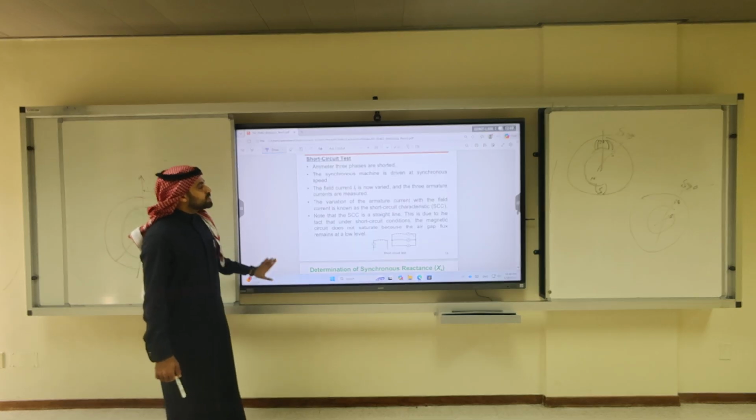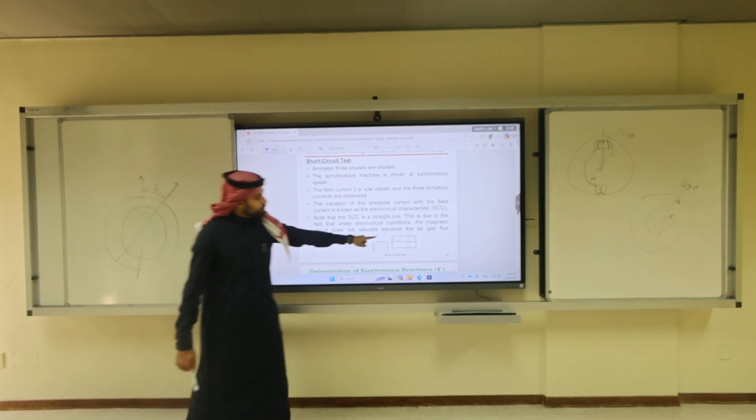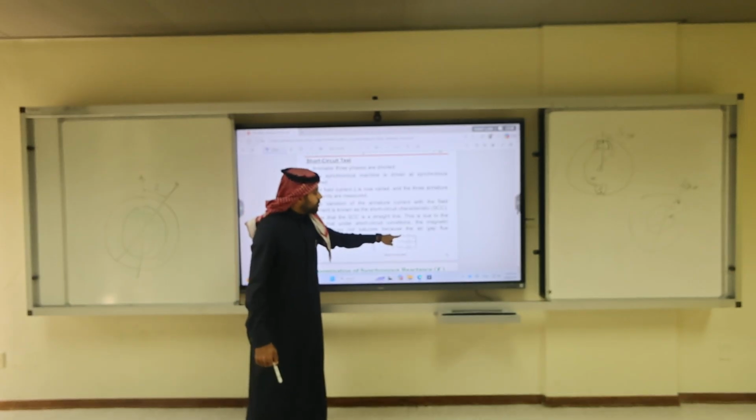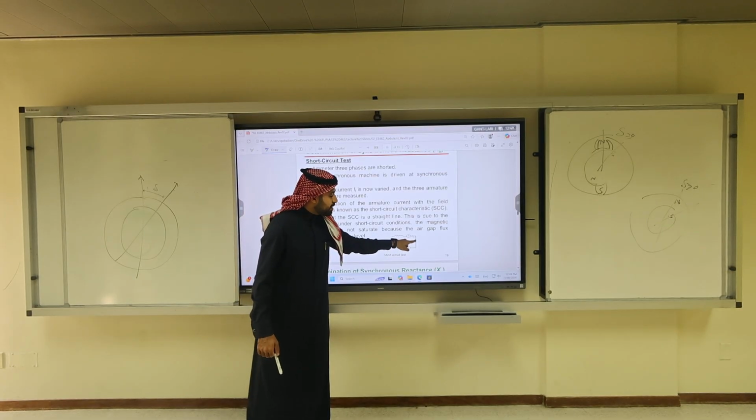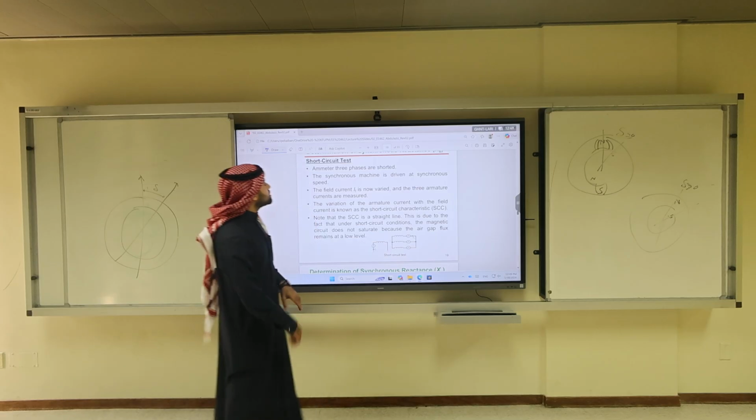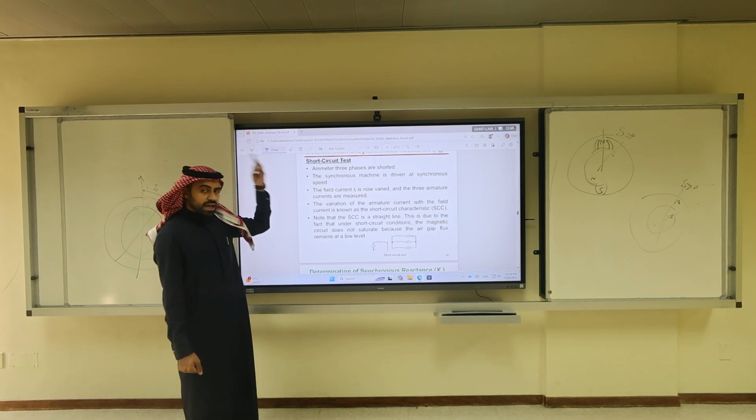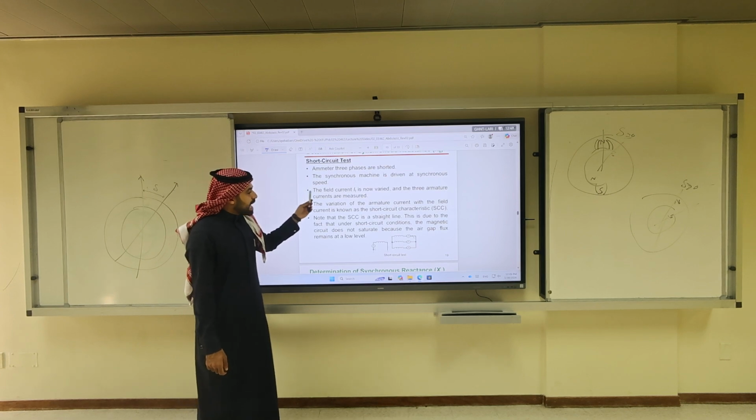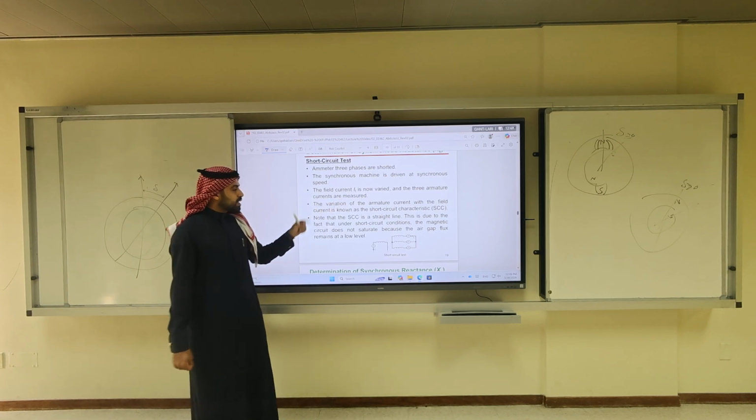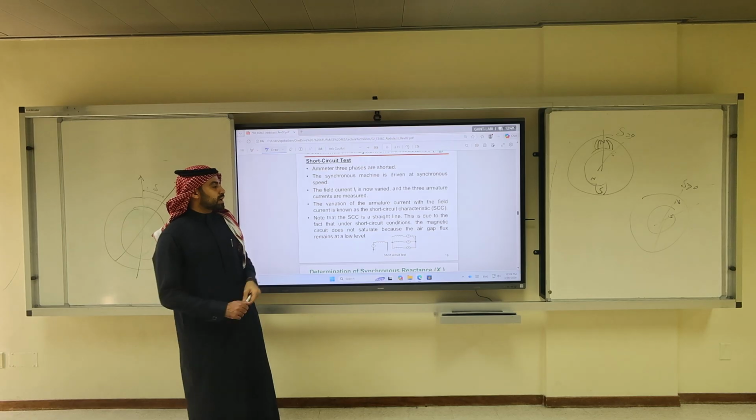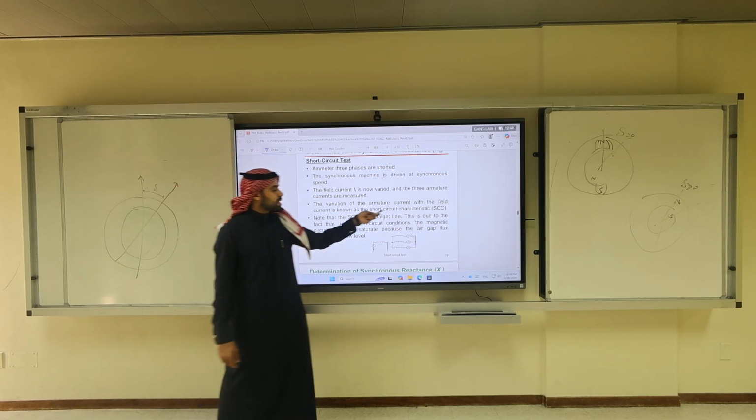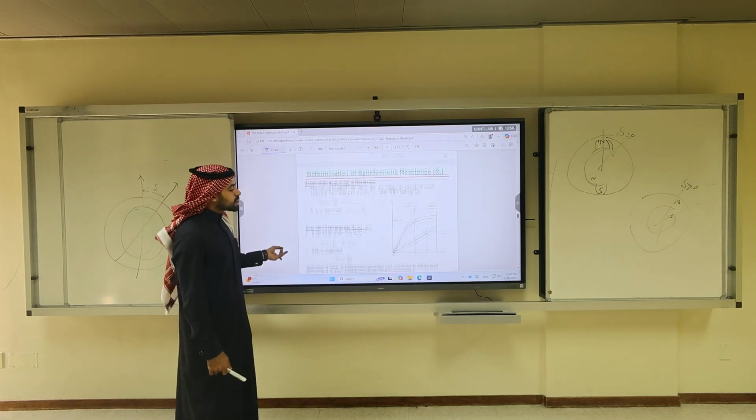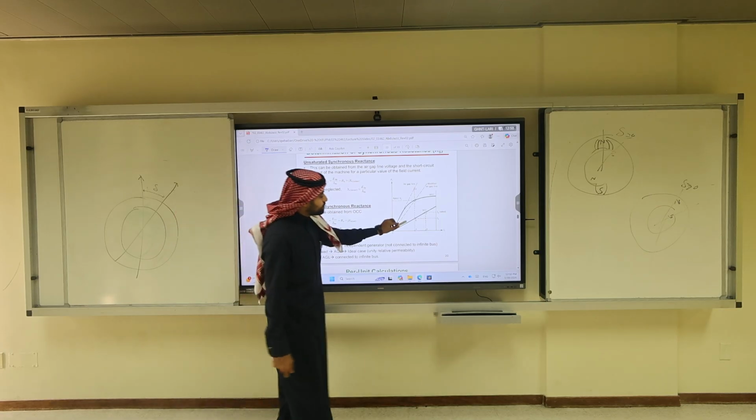For the short circuit, we short circuit A and B and C together. We tie them together using ammeters. The synchronous machine is driven again at the synchronous speed, the rated synchronous speed. We vary the field current. Three armature currents are measured. The variation of armature current with the field current is known as the short circuit characteristic. It looks like that.